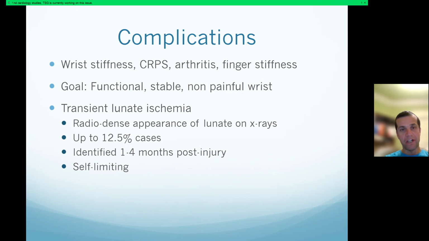A condition that is worth mentioning is a transient lunate ischemia, where within a few months after the injury and the repair through surgery, the lunate appears radiodense on the X-rays. This appears in up to 12.5% of the cases, and in general, it's self-limited and resolves spontaneously within a few months.